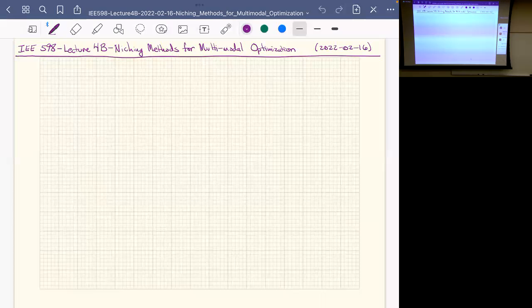All right, so let's get started. So we have been moving into multimodal optimization. Let me get this mouse out of the way.